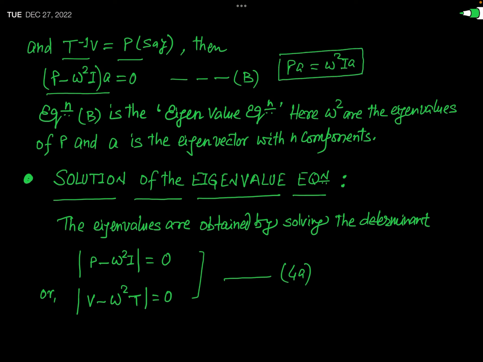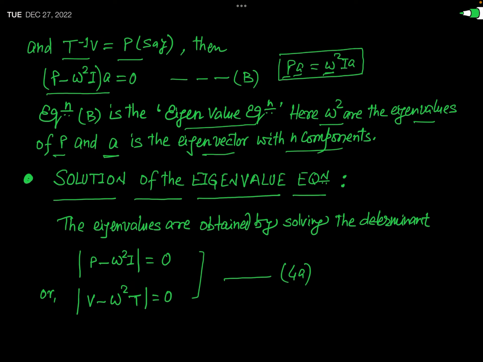Here P is the operator or the matrix operating on the eigenvector A, and the result is omega square A. So this omega square is the eigenvalue of the matrix P, or the operator P, you can say, and A is the eigenvector. I have written here that this is an eigenvalue equation, and omega square are the eigenvalues of matrix P, and A is the eigenvector with n components. In fact, this eigenvector A will have n components. We will see this later on.